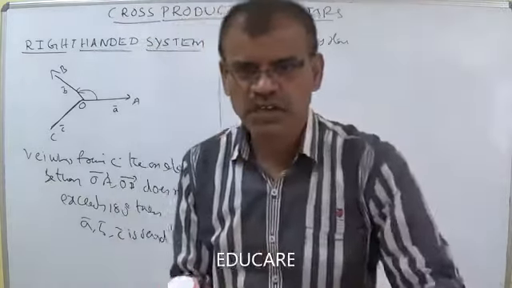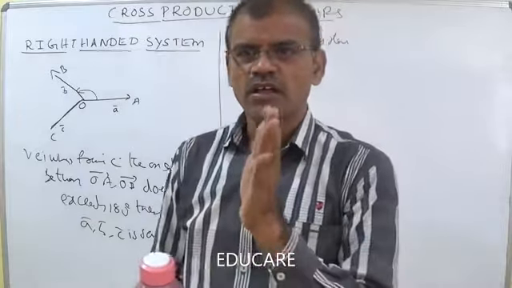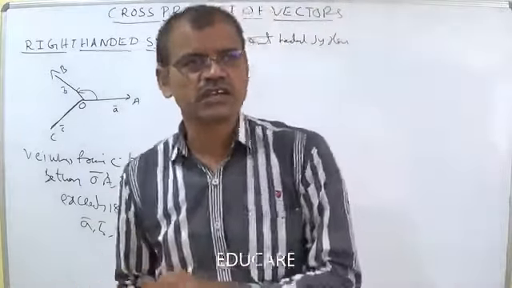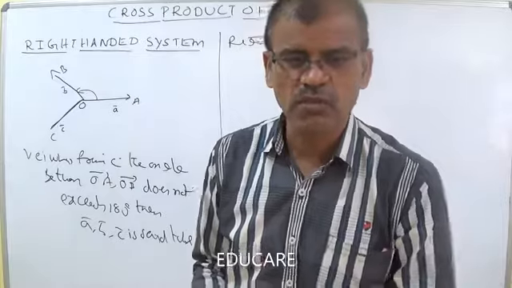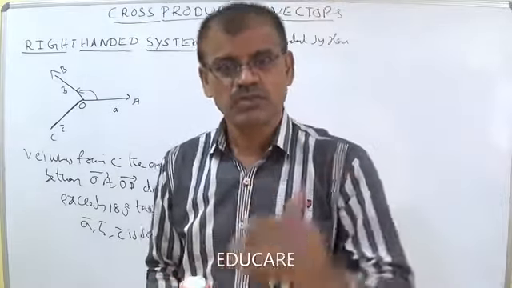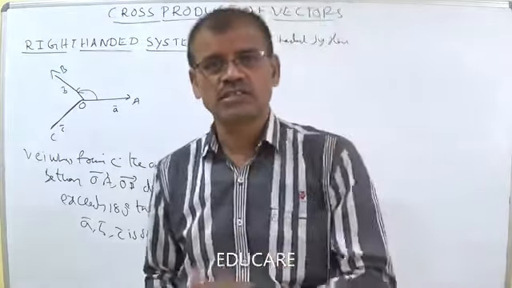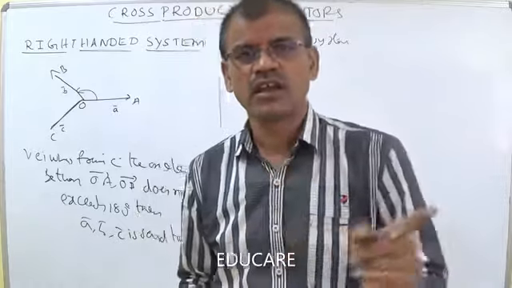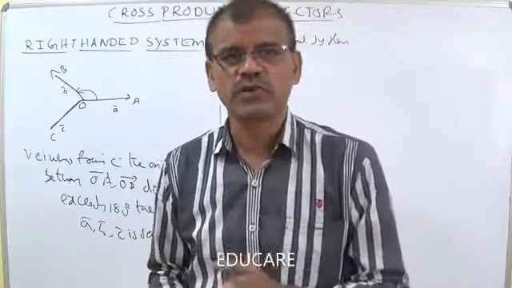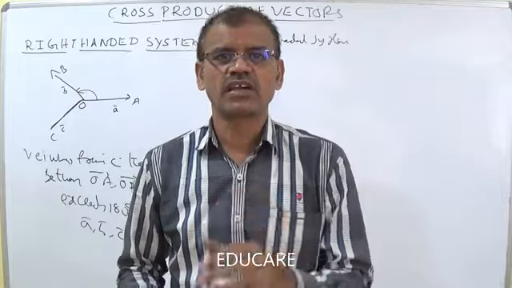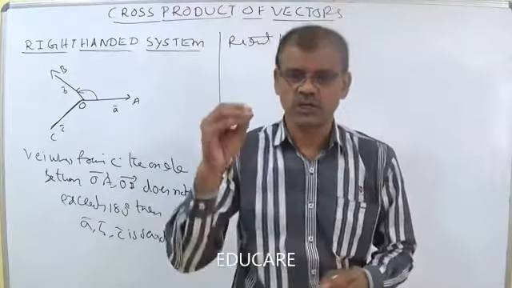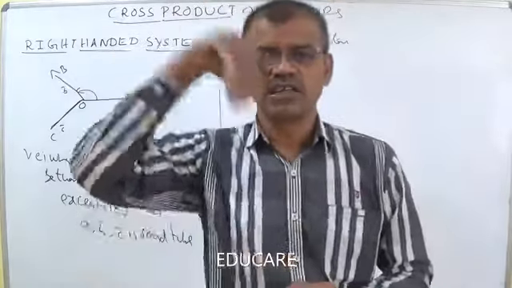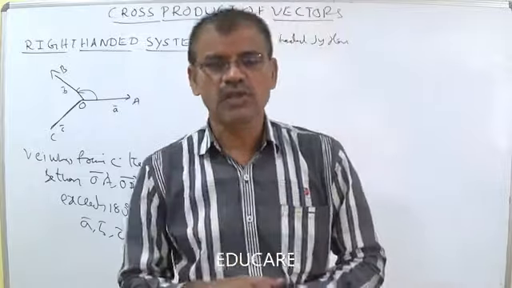Don't get confused that if you are using the amount of rotation with the right hand it is a right-hand system, and if you are using the left hand it is a left-hand system. That is wrong. Whether you use the right hand or the left hand, the angle should be in the positive direction. If the angle is in the positive direction, it is said to be a right-hand system. If the angle is in the negative direction, it is said to be a left-hand system.